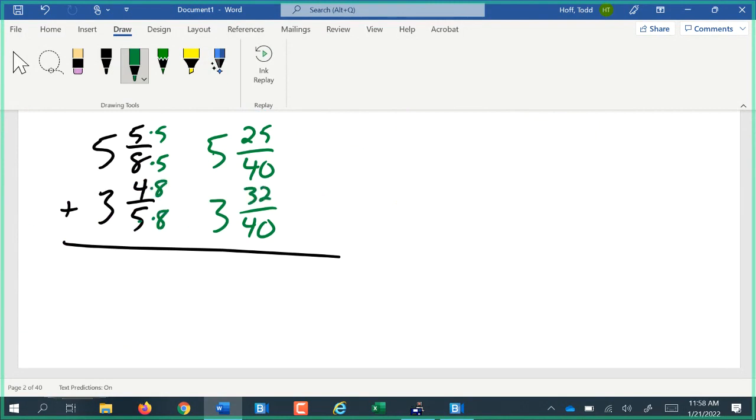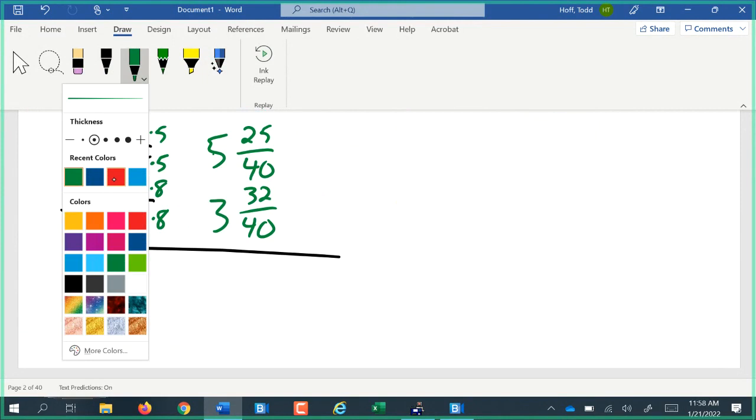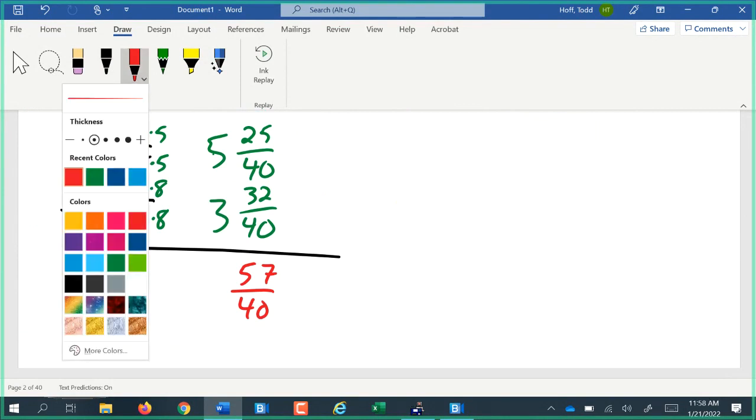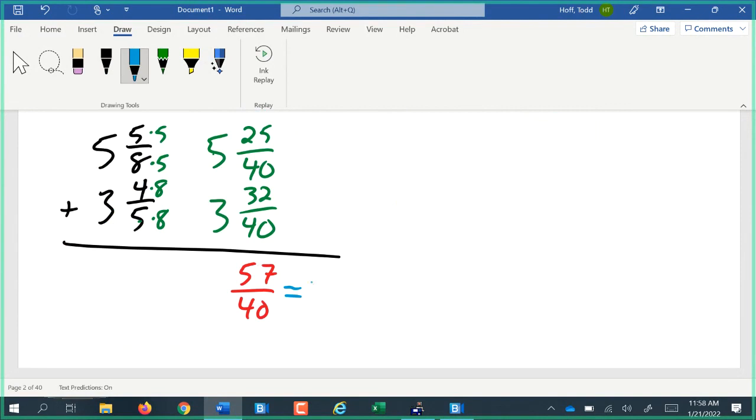And now we can add. 25 plus 32 is 57. Pick the right number, 40. Now that is larger than 1. It's an improper fraction. So we'll go ahead and reduce that. 40 goes into 57 once with 17 left over. Now, just like with our whole numbers, we keep part of it and we carry part of it. We keep the 17/40ths and we carry the 1. 1, 5, and 3 makes 9. So we have 9 and 17/40ths.